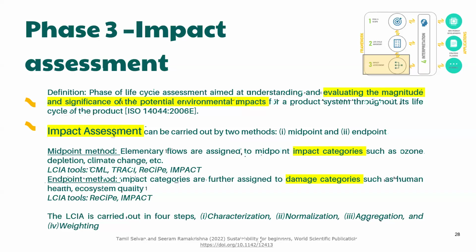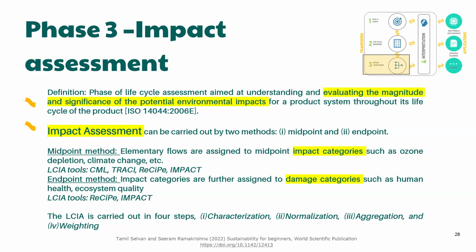In the top right corner of the slide, you can see the ISO framework, which indicates that we are dealing with phase 3, which is our impact assessment phase. To provide you with a basic understanding, this phase helps you to assess the environmental impact of your product. According to ISO definition, it involves evaluating the magnitude and significance of potential environmental impact throughout the life cycle of your product. So the impact assessment of any product can be done using two methods. One is the midpoint method, the other one is the endpoint method.